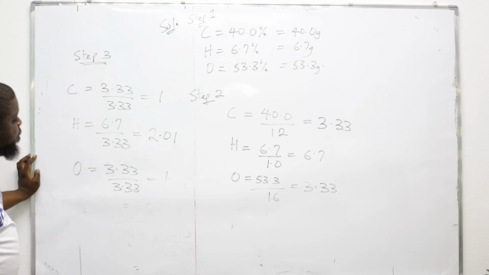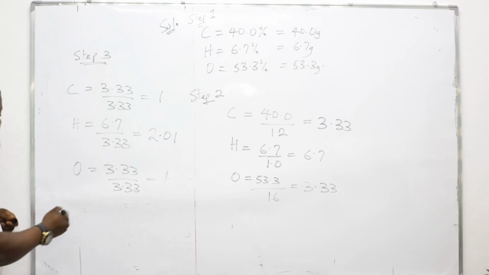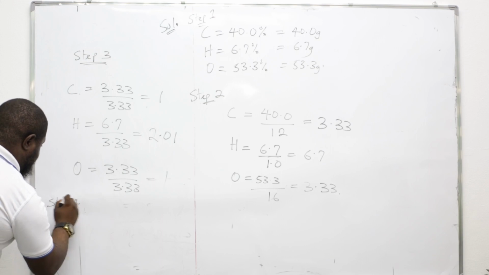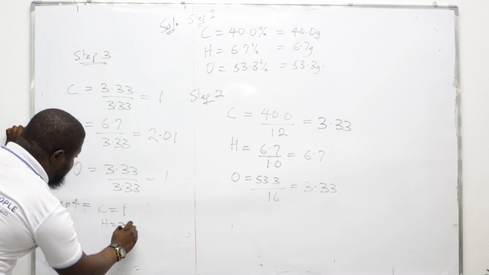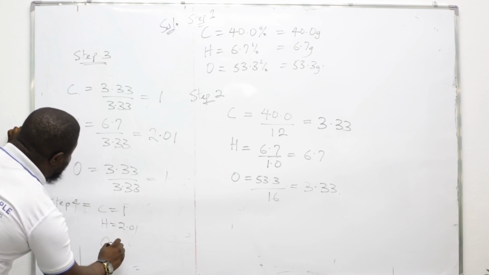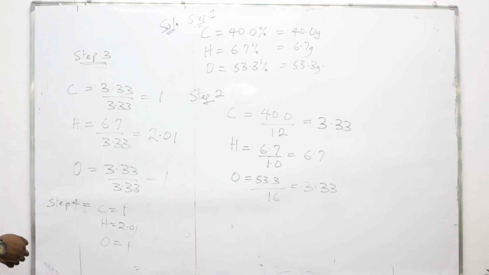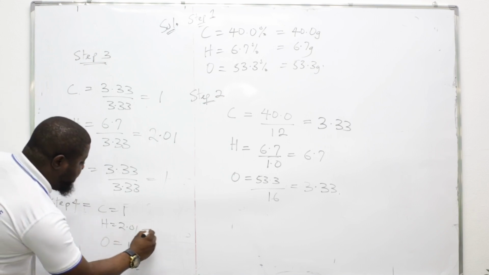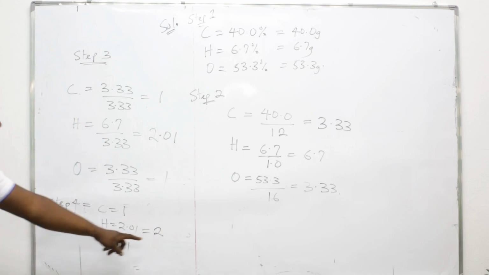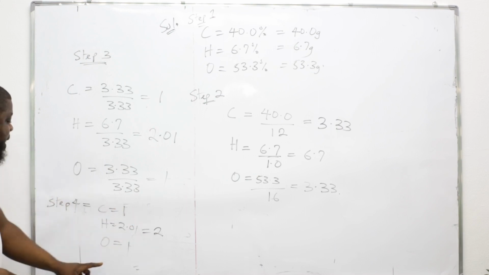Then they say the coefficient you get becomes the subscript. Step 4: we got carbon as 1, hydrogen as 2.01, and oxygen as 1. There's a rule that says if it's a decimal, you convert to the nearest whole number. So hydrogen that has 2.01 will be converted to 2. Hydrogen becomes 2, carbon becomes 1, and oxygen becomes 1.